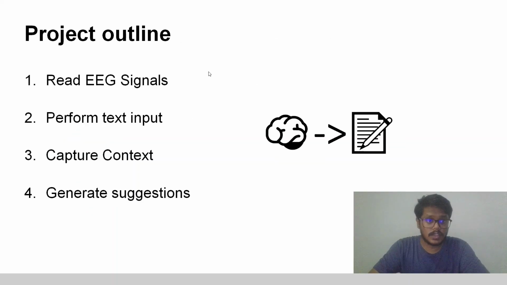So this is an outline of our project. We have 4 main things that we need to figure out how to do. The first is reading an EEG signal. Then we want to convert the EEG control signal into some text input. That is what the user is actually trying to communicate. Then we want to capture the context surrounding the user, such as an audio or video feed. And lastly, we want to put everything together and generate suggestions based on that.